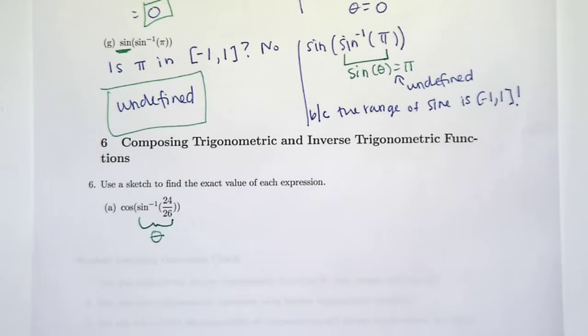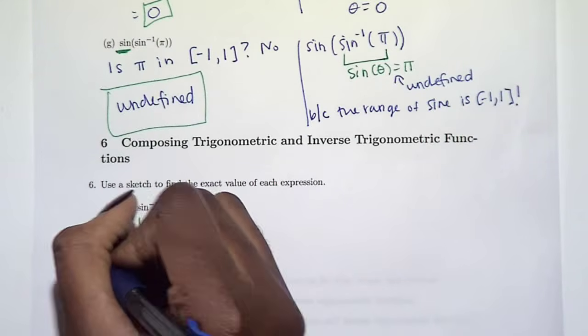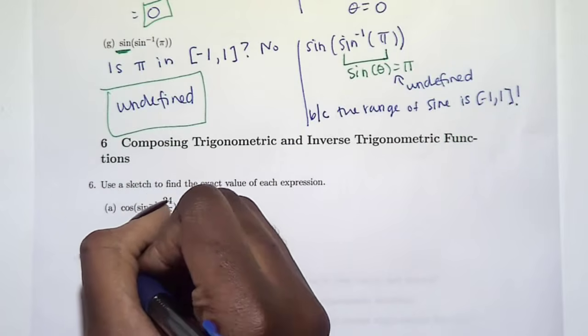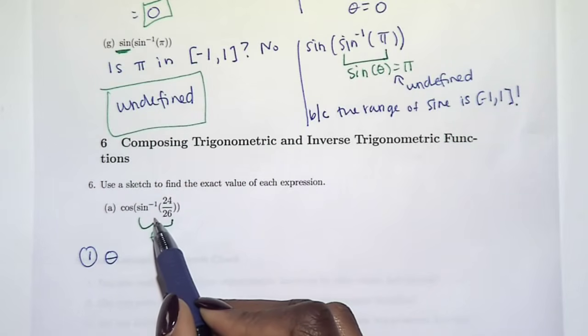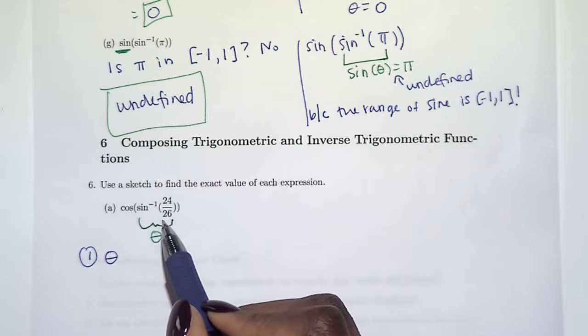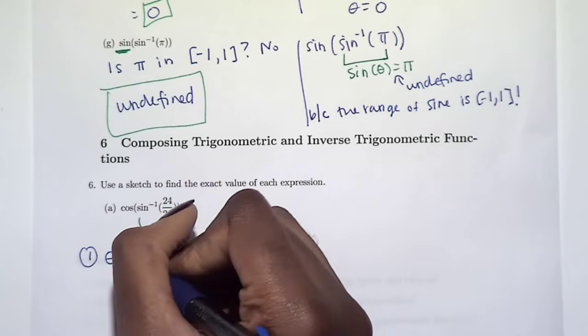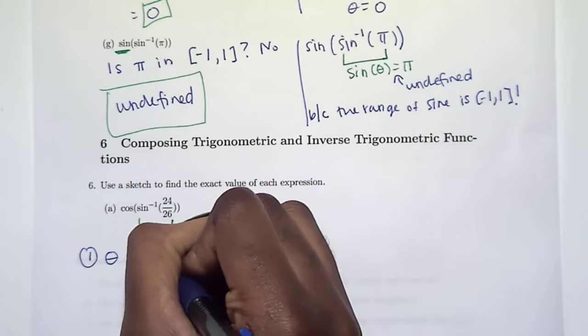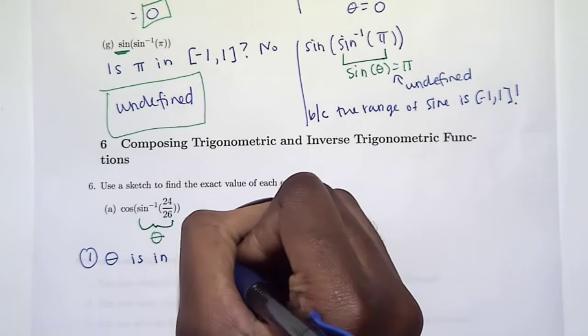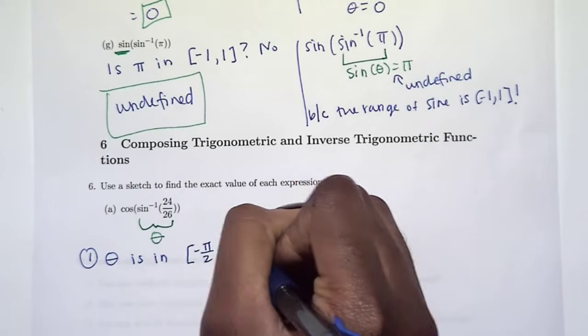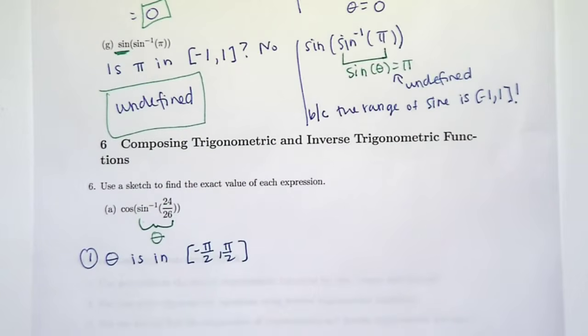All right, so the first step is noticing that theta is defined by sine inverse. So we have to think about, what is the range of sine inverse? Negative pi over 2 to pi over 2. That tells us where our angle is going to be. So theta is in the interval from negative pi over 2 to pi over 2 because it is defined by sine inverse. That's the first thing we know.